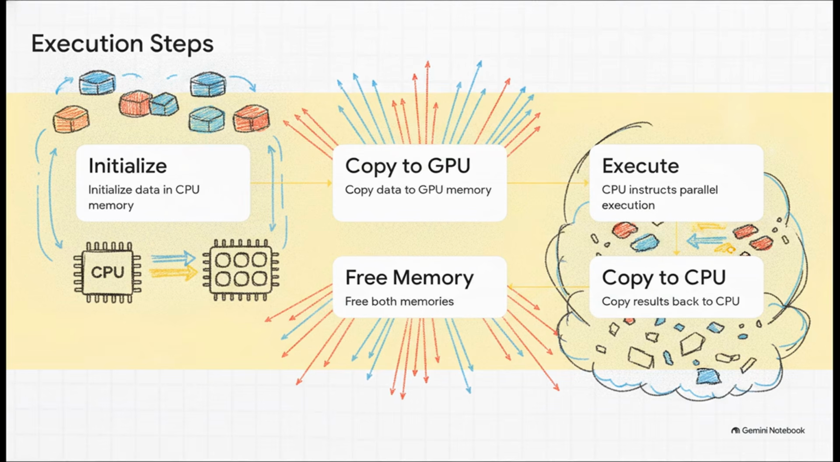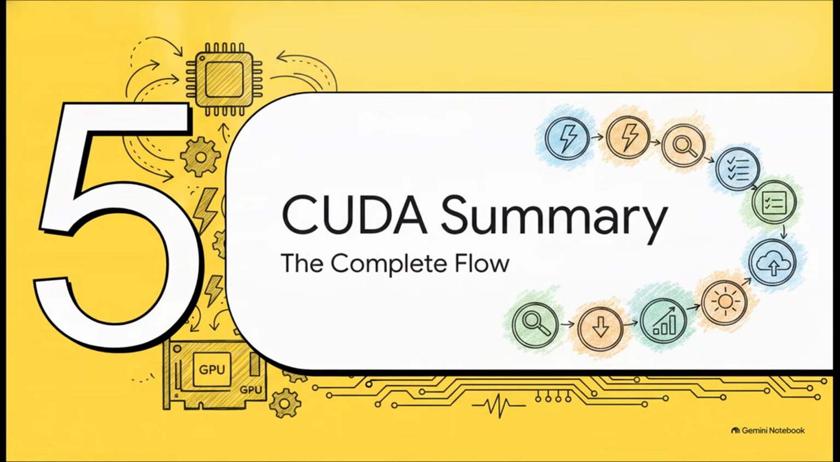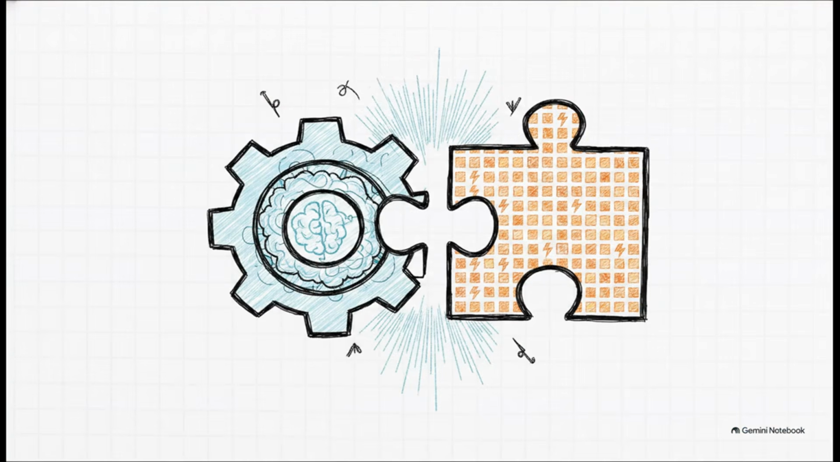The whole shebang. Section 5. The complete CUDA summary. Let's look at the complete flow. So if you take away one crucial point today, make it this. CUDA is not about replacing the CPU with the GPU. Not at all. It is a powerful hybrid programming model. It's all about synergy. You're taking a standard program and strategically offloading the computationally intensive tasks to the GPU. By treating the GPU as a dedicated coprocessor or accelerator, you really do get the best of both worlds.